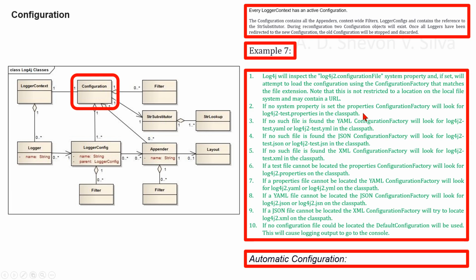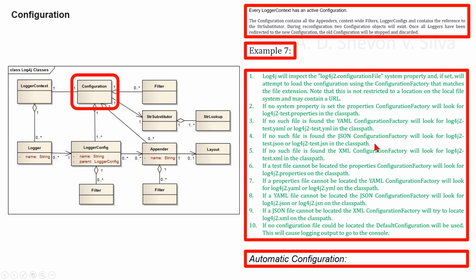Step 2. If no system property is set, the properties ConfigurationFactory will look for log4j2-test.properties in the class path. Step 3. If no such file is found, the YAML ConfigurationFactory will look for log4j2-test.yaml or log4j2-test.yml in the class path.